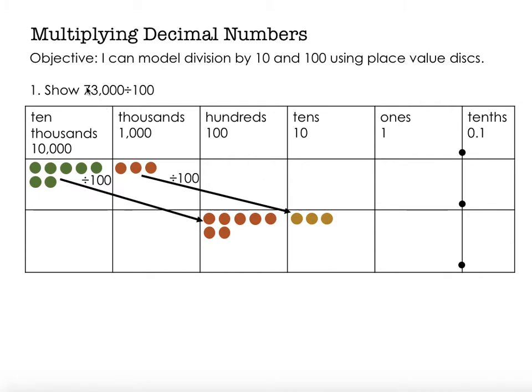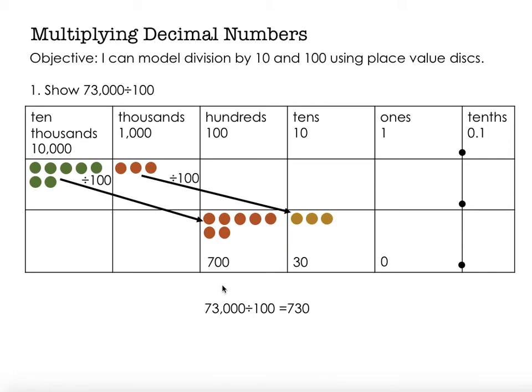So when I divide 73,000 by 100, I end up with 7 hundreds and 3 tens. So 7 hundreds is 700, 3 tens is 30, and I end up with 0 ones. So 73,000 divided by 100 is the same thing as 730.